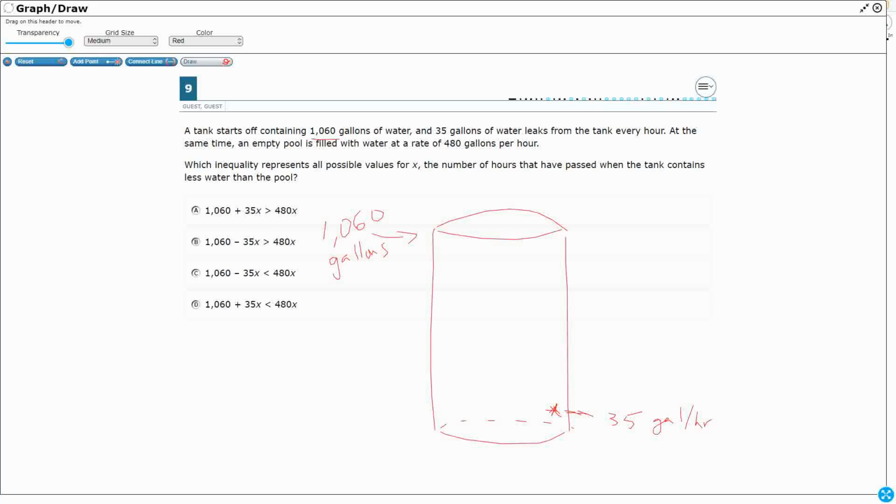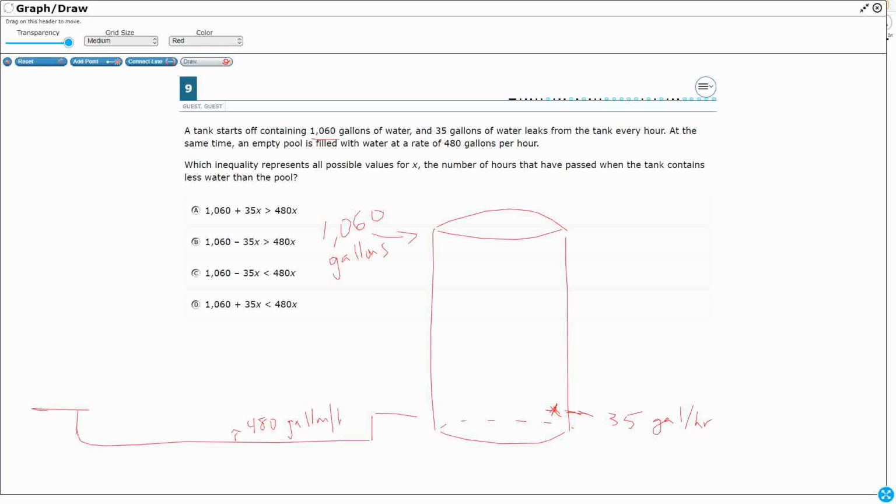At the same time, an empty pool is filled with water at a rate of 480 gallons per hour. So now we've got a random unconnected pool. Let me put that over here. The pool is being filled at 480, that's quite a bit, gallons per hour.